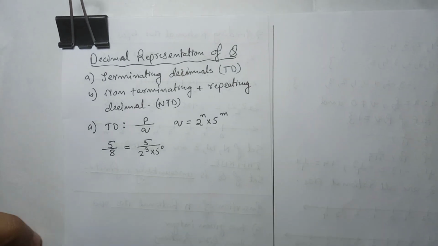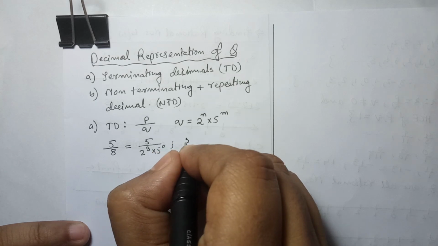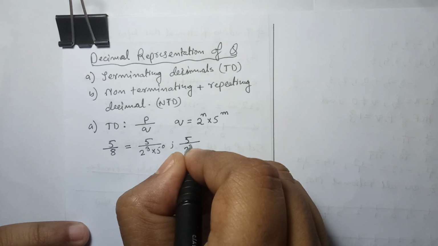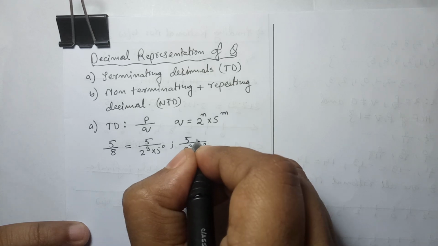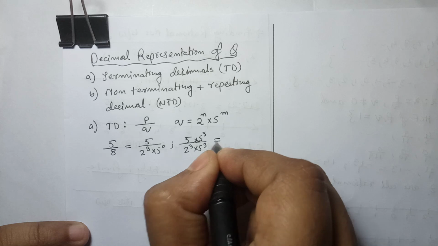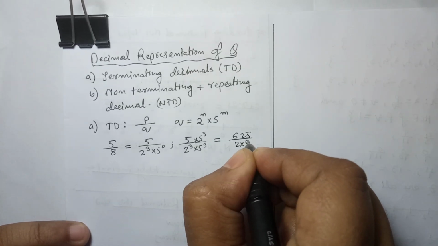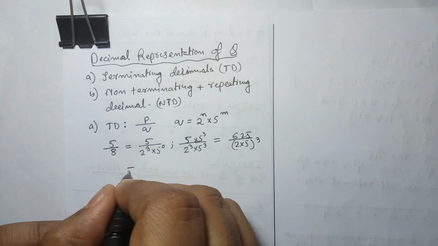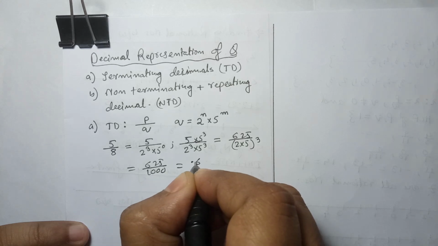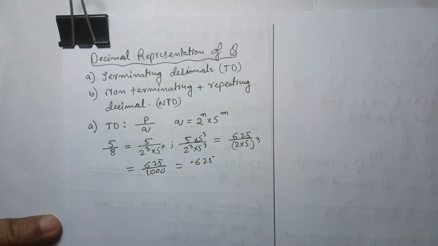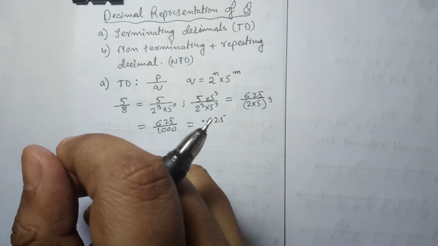So let me find the decimal representation and show you also how to find the decimal representation. 5 by 2 cube into 5 cube, so it is 625 by 2 into 5 whole cube. So it is 625 by 1000. 0.625 is the decimal representation of 5 by 8. All of you understood?